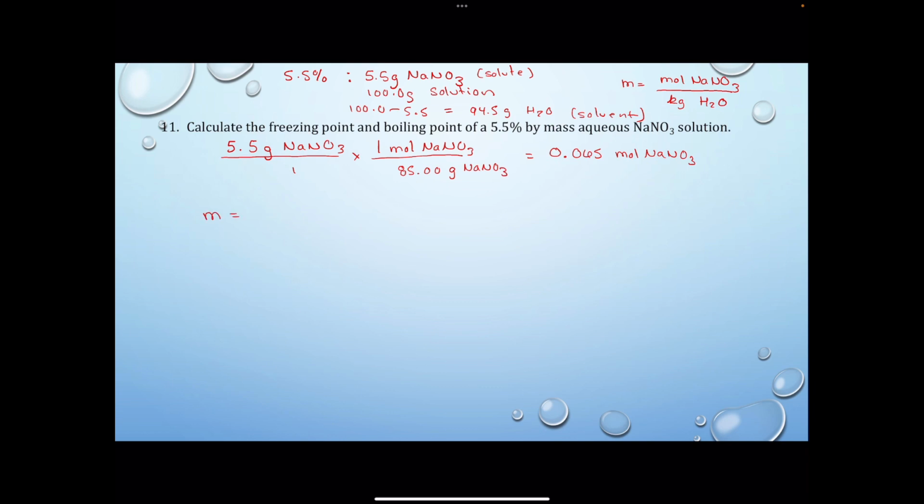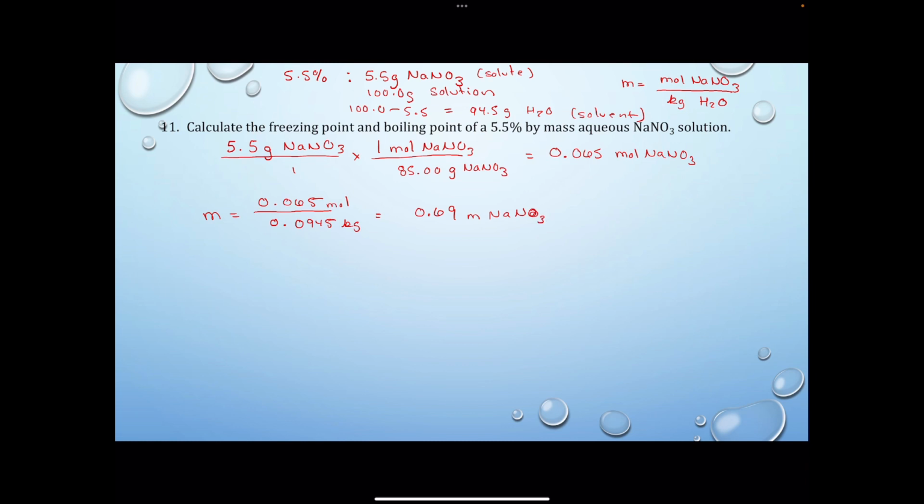So my molality is going to be the 0.065 moles of my solute divided by kilograms of my solvent. So the solvent is the water. That's the 94.5 grams. Converted to kilograms would be 0.0945 kilograms. So that's going to give me a molality of 0.69. So whether I'm calculating freezing point or boiling point, I need the concentration. So we've got our concentration now of 0.69 molal.